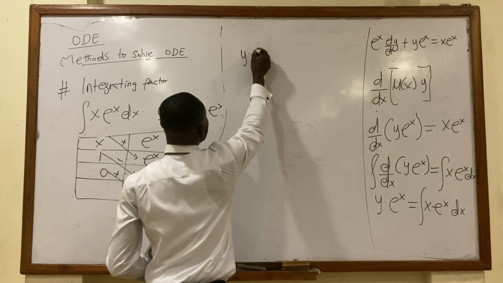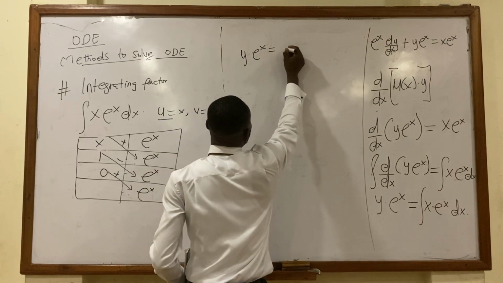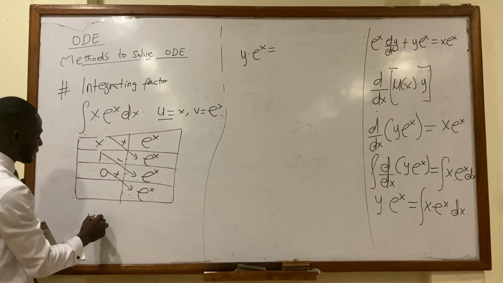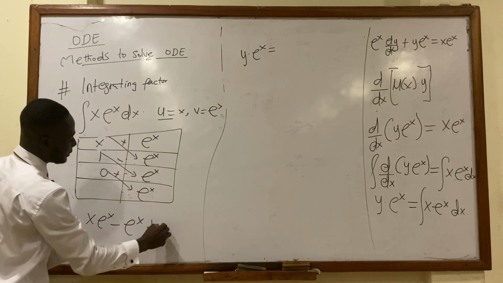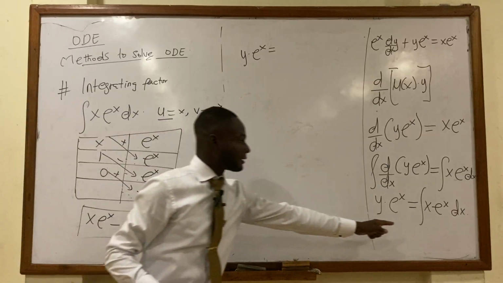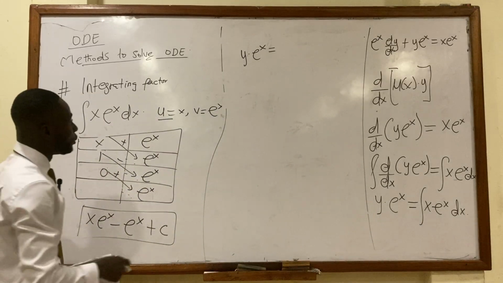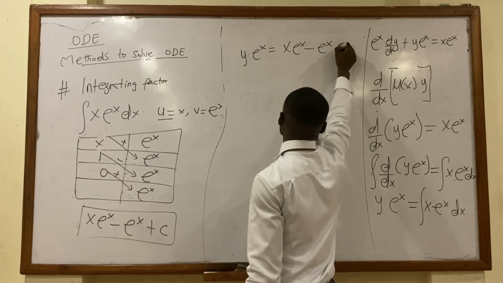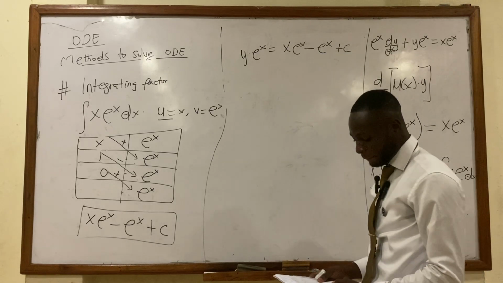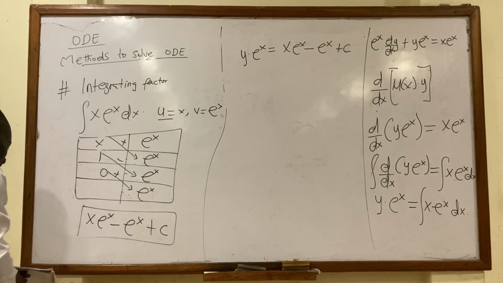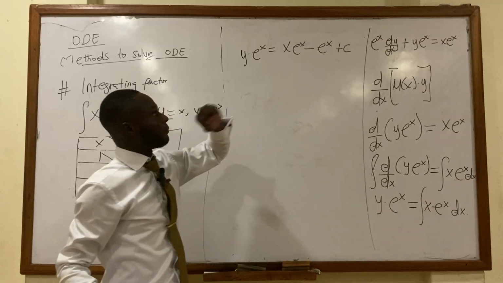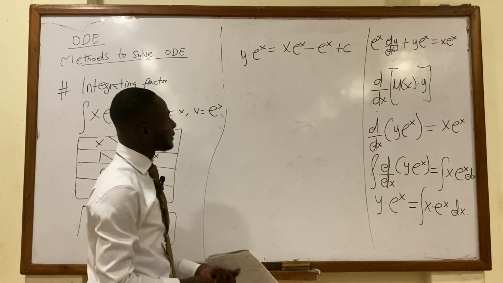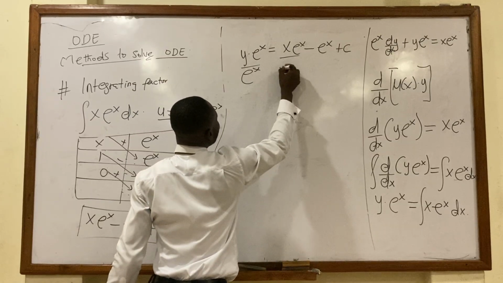We have e times e power x is equal to, now we know the integral of x e power x dx as x e power x minus e power x plus c, right? So that is the integral of this function, right? So we say this is equal to x e power x minus e power x plus c. All right. So from here, we have this function, and then we can say that this is the implicit form. So now let's divide each term by e power x and see what we have.